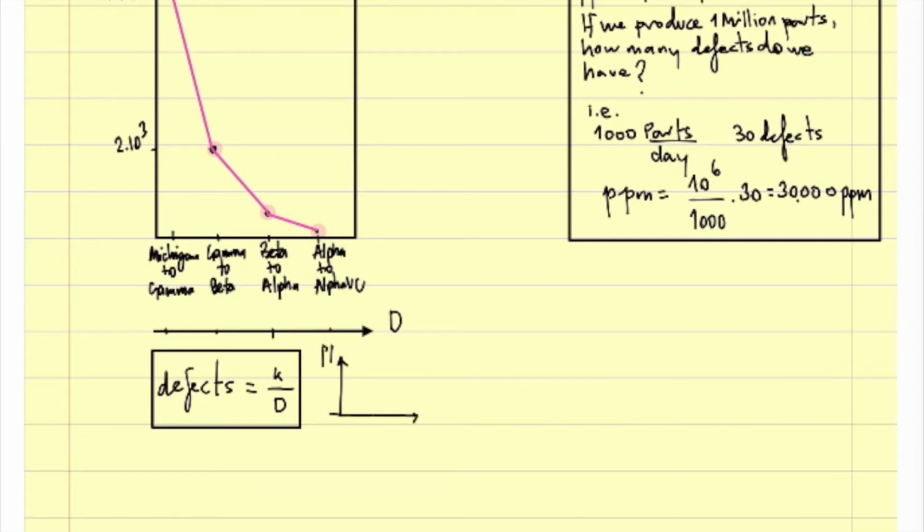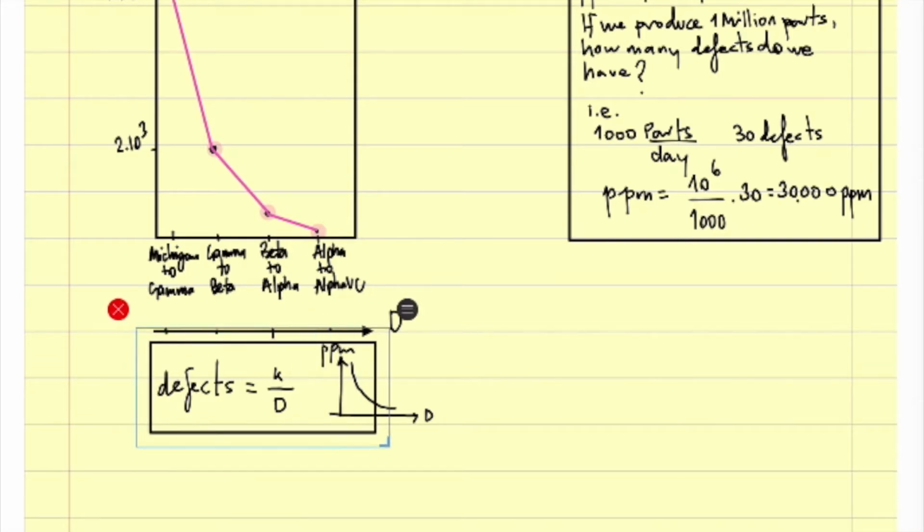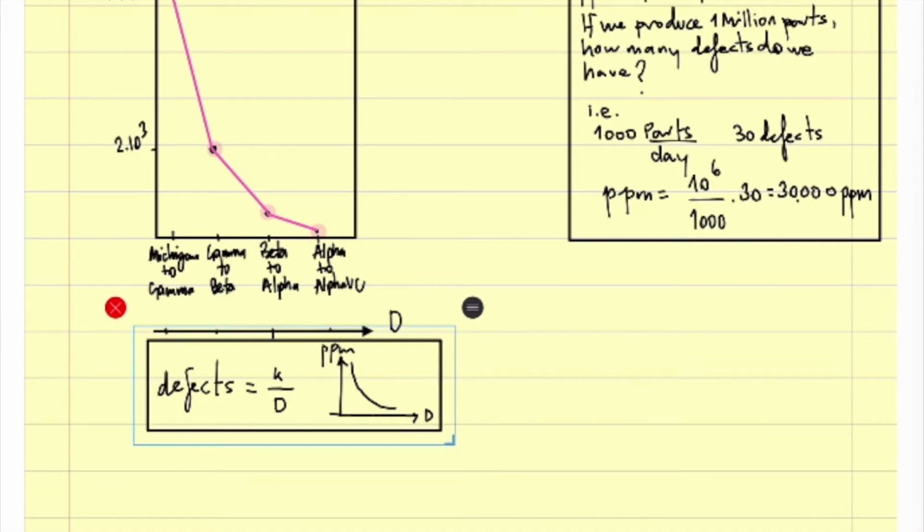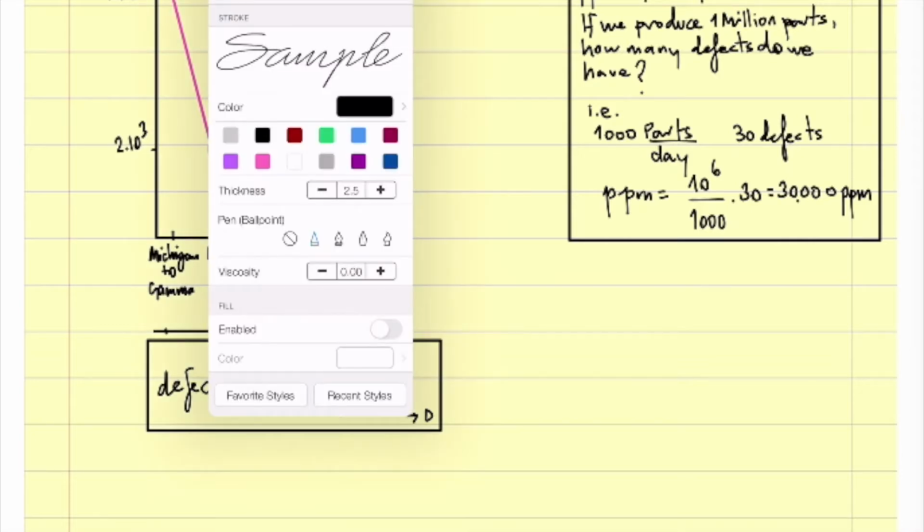Okay? The equation yields something like this. If these are the ppm and this is D, we get some curve like this. And this is usually the case. Now I ask you again why this is the case. We have learned by now that the later we are in the value stream, the better it gets with quality. But what is the reason in the process? Why is it? Can somebody tell me?